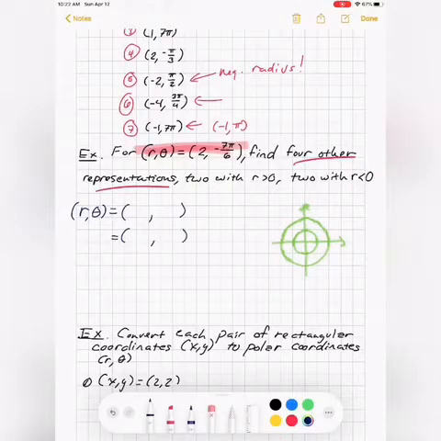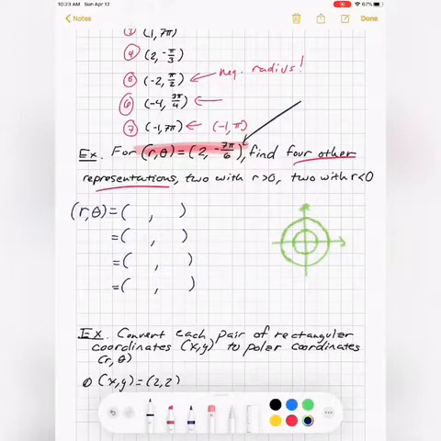Now it says 2 with a positive radius and 2 with a negative radius. So first let me find the point. I have to find the angle -7 pi over 6. That would be here, right? And then 2 units out. So radius of 2, the point would be right here.